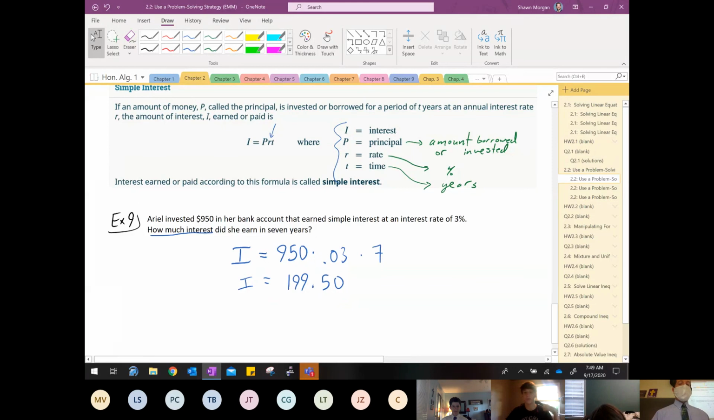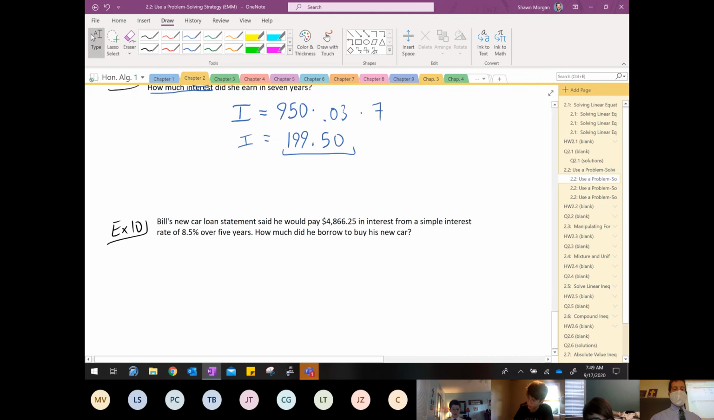All right, so my question for you guys here, now that I've been thoroughly distracted, is how much money does Ariel have after 7 years altogether? What do you think, Jack? 1,149. And how'd you get that? I added. Yeah. She came back, and maybe she withdrew all of the money from the entire account. She's not just going to withdraw the interest, she's also going to withdraw the original $950.